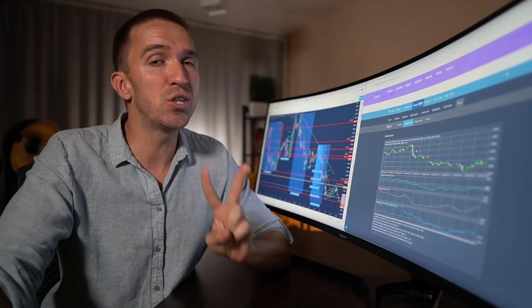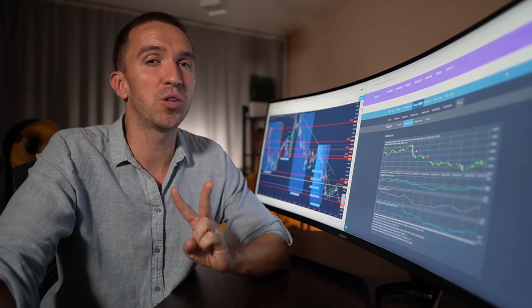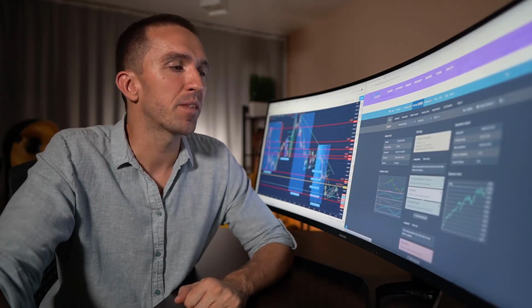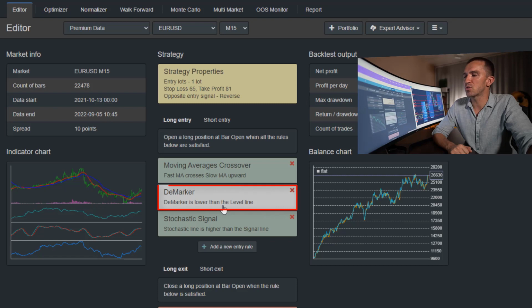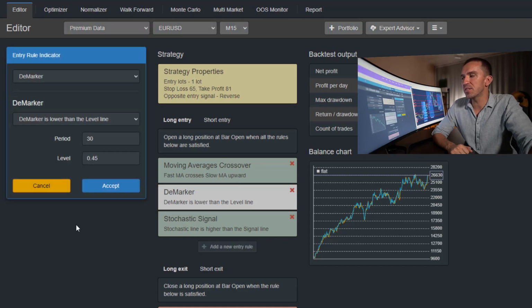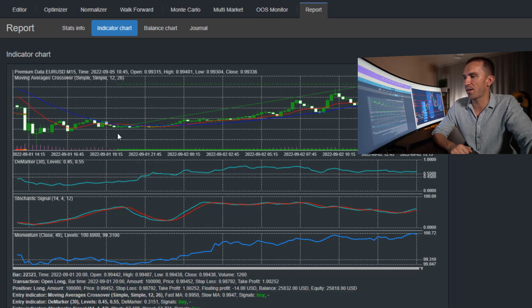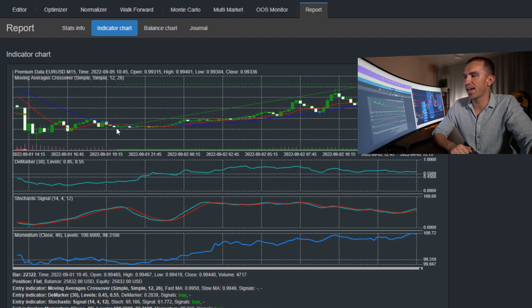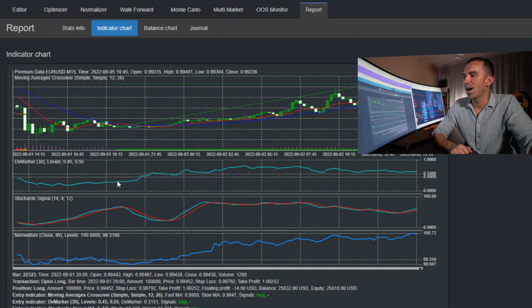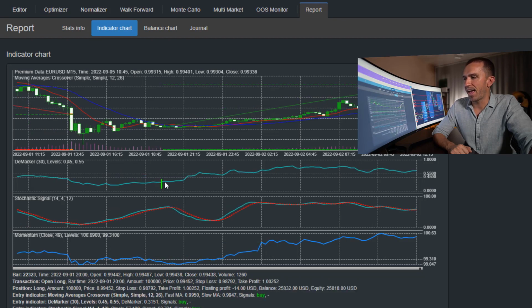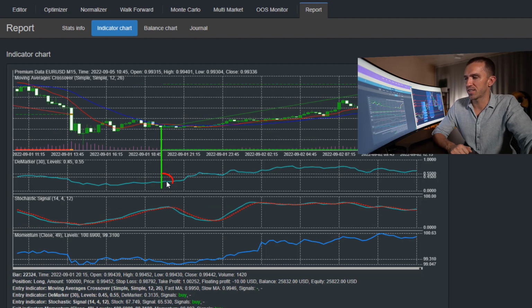However, there are two more indicators to confirm those entries, and the first one comes from the DeMarker, which we need to see lower than the level line. Period of 30, level of 45. So in order to have the trade, let me go for an example. Right over here we have that long trade. We have the fast moving average crossing the slow moving average, and we have the signal. And we need to look for the DeMarker lower than the level line, and it is lower indeed. It is just in the middle.